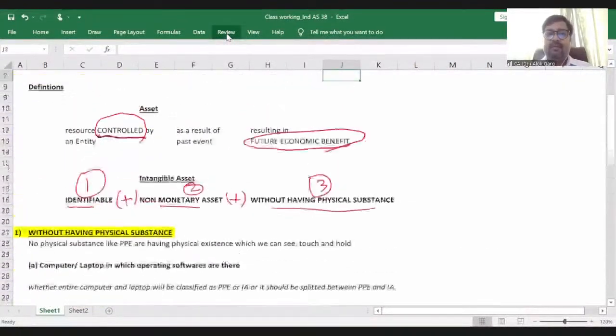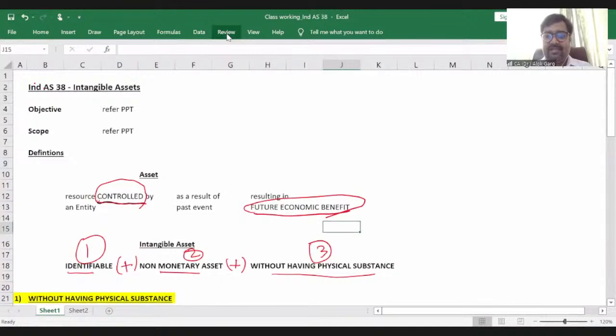So friends, we have discussed the definition of an asset, where we have discussed the meaning of control. What is the meaning of control? Control means enjoying the fruit of this asset or stopping the access of others to your product or your asset, right? So others will not have the benefit of your asset. What is meant by future economic benefit? Future economic benefit means a capacity to earn revenue or a capacity to reduce cost, right?